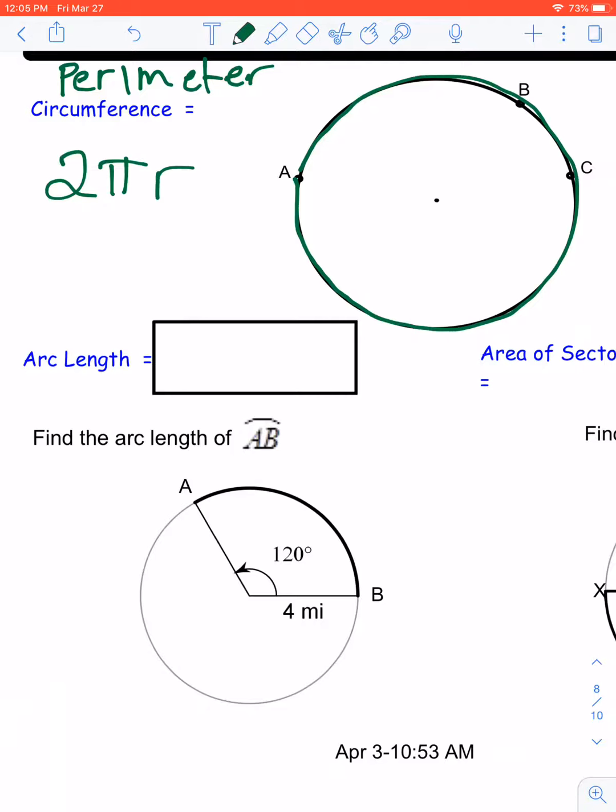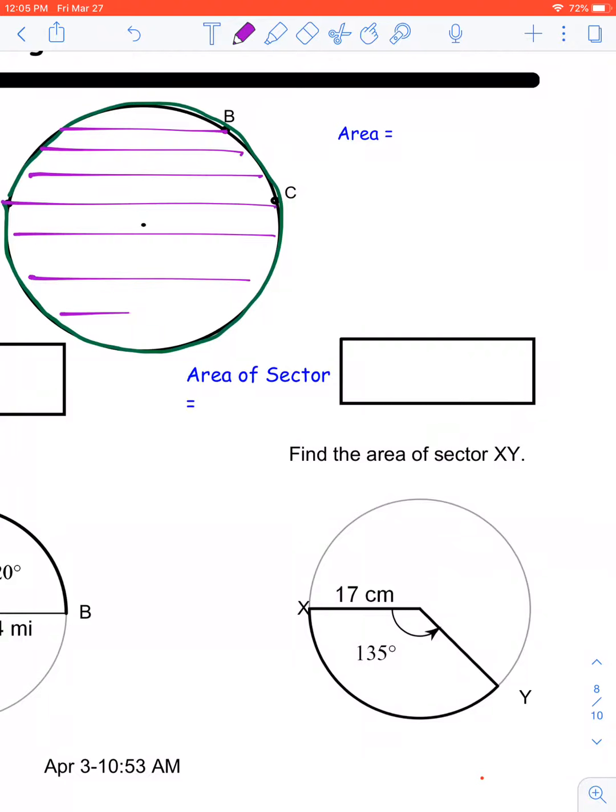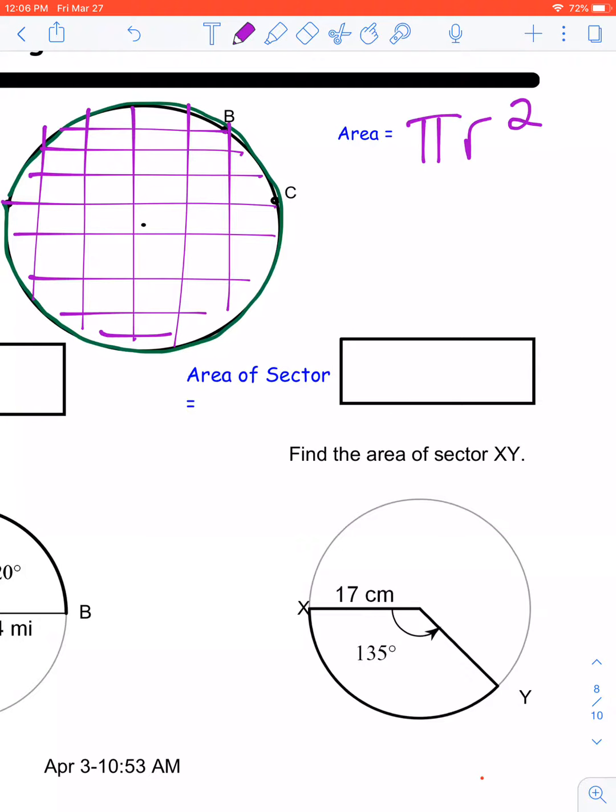When we want to talk about the area of a circle, the area of a circle is asking, well, what if I wanted to carpet the circle? How many square centimeters, how many square inches, how many square feet would it take to cover the inside of that circle? The formula for area of a circle is pi r squared.